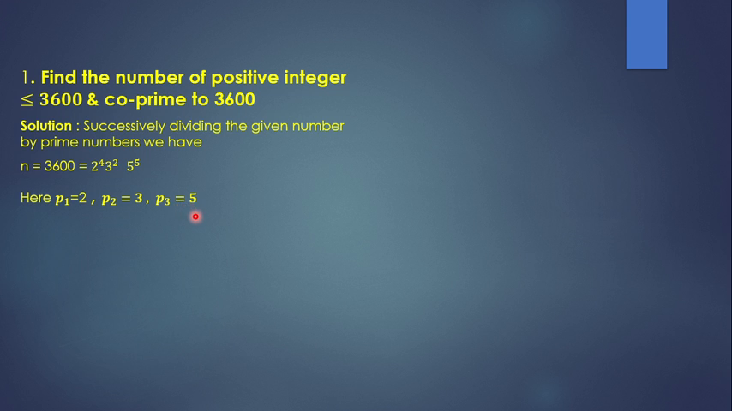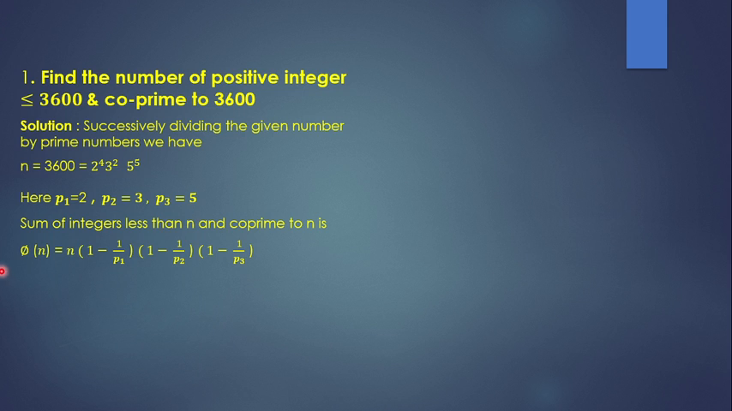As we know earlier, the number of positive integers which are less than or equal to the given number and co-prime to it is given by phi of n equals n into, since we have 3 primes, 1 minus 1 by p1, 1 minus 1 by p2 and 1 minus 1 by p3. Substitute all those values in this equation and simplify. You have the value phi of 3600 equals 960.